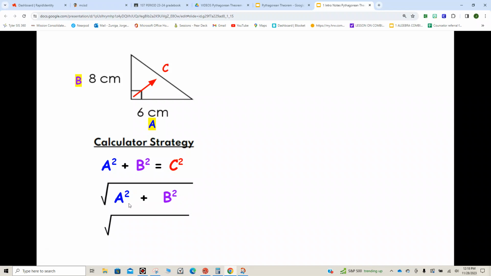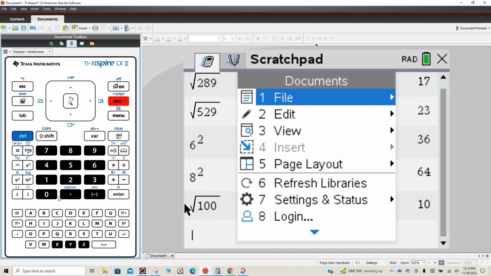So what am I going to put for the A here? Very good. And then what am I going to put for the B? 8 squared. All right, so after you do this, you can go to your calculator and go ahead and put this in. It's going to give you the answer. So we start with the square root.